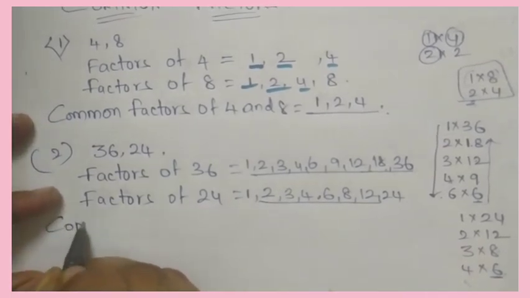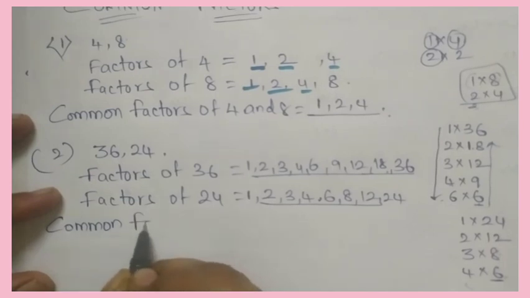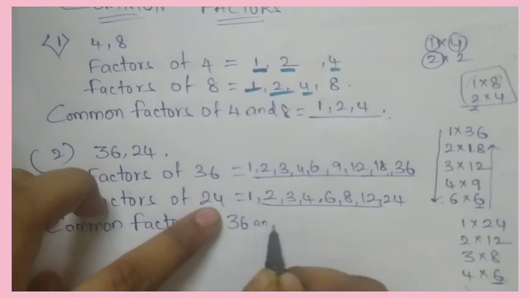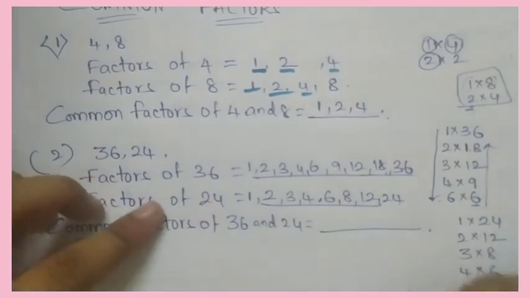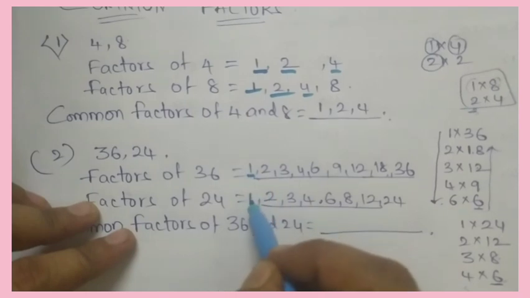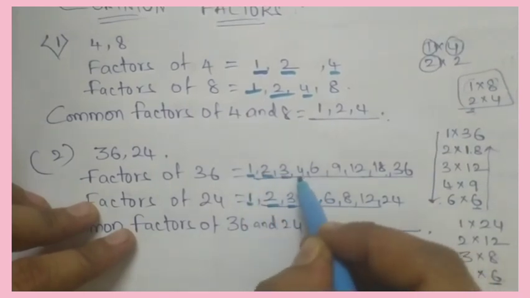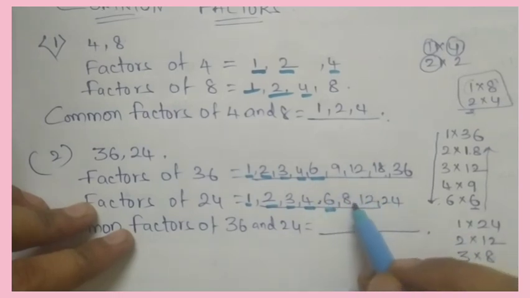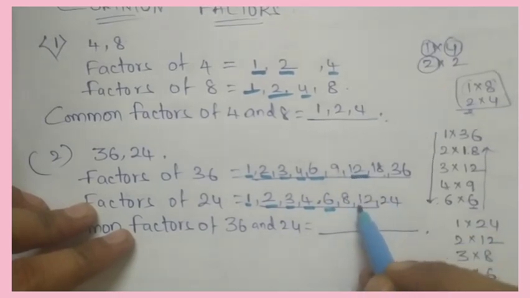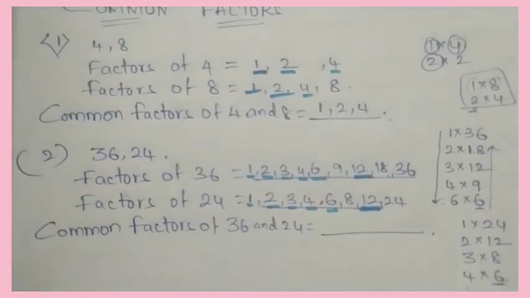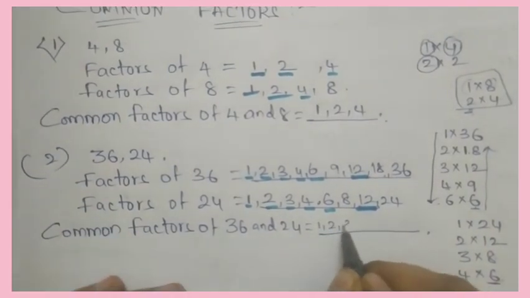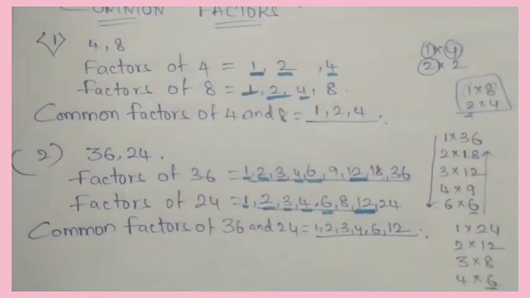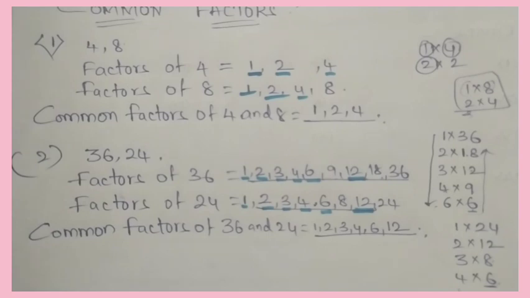Now we'll write the common factors of 36 and 24. What are the common factors? 1, 2, 3, 4, 6. Here 9 is there, but in the other 9 is not there, so we'll not take it. 12 is there in both. These are the common factors: 1, 2, 3, 4, 6, 12. Like this you have to find the common factors.